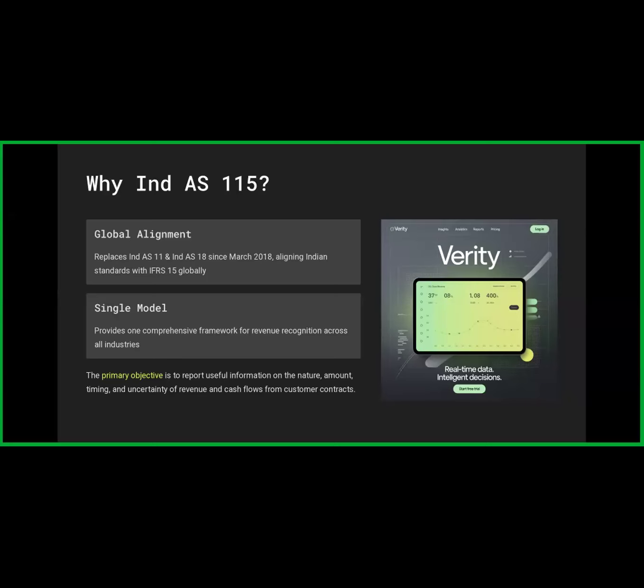It provides one comprehensive framework for revenue recognition across all industries, for the different companies and the different sectors. The company may be a goods producer or a service provider, or a combination of both, and the sectors may be healthcare, IT, finance, agriculture. For all the sectors, including FMCG, the standard for revenue recognition or revenue entries is now the same throughout all the sectors and for all companies in Ind AS 115.